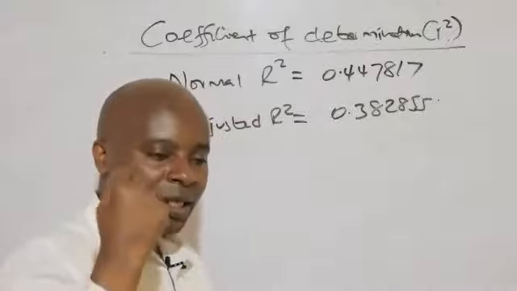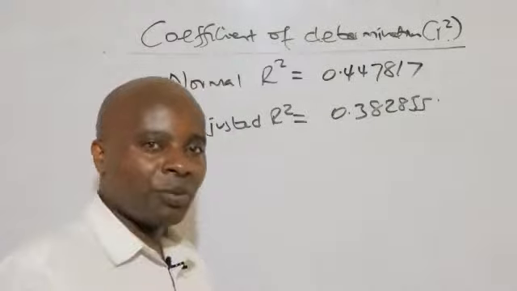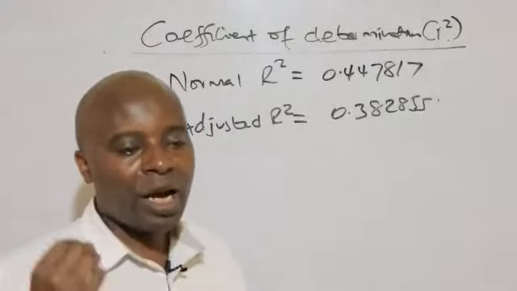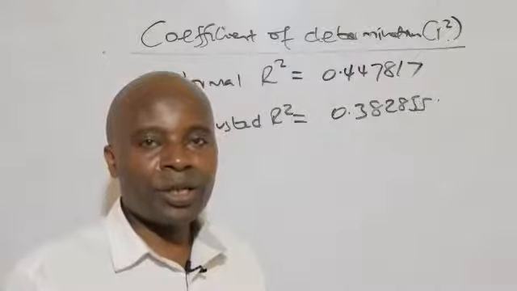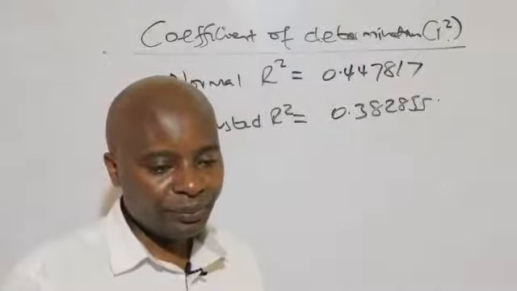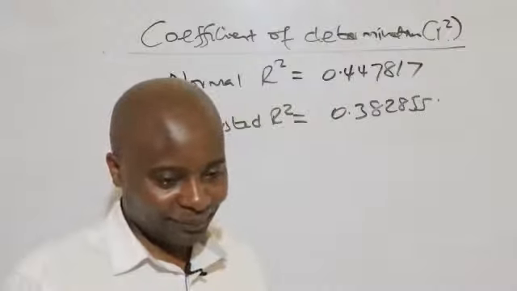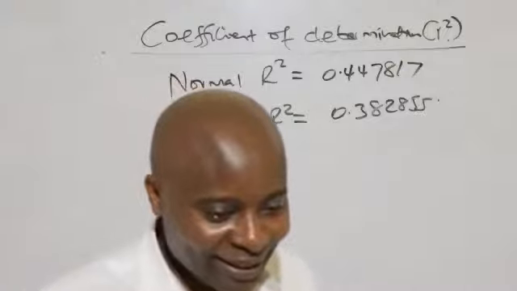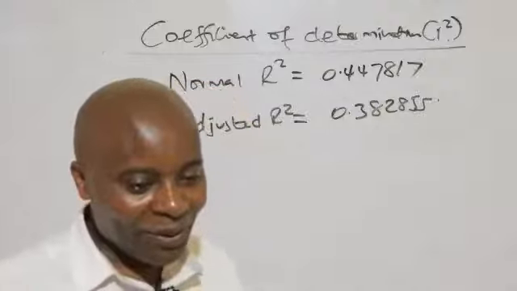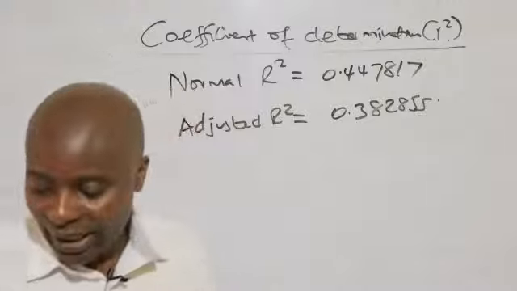Which one do you think is the effective one? Which one should we use to appraise a regression model? Normal, though it is below 50%, we should never use normal. We should always use the adjusted, and I'll be able to explain why.